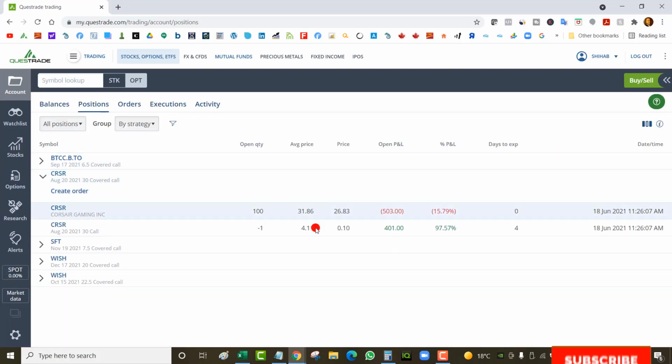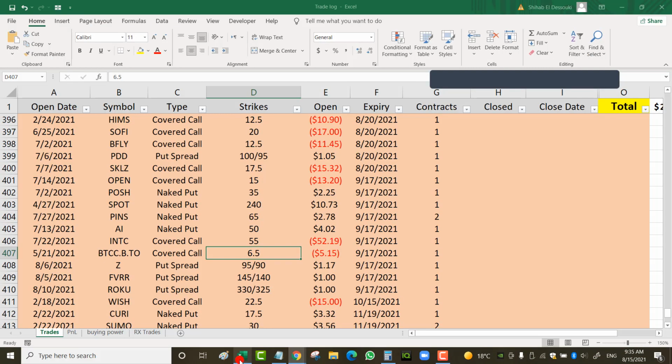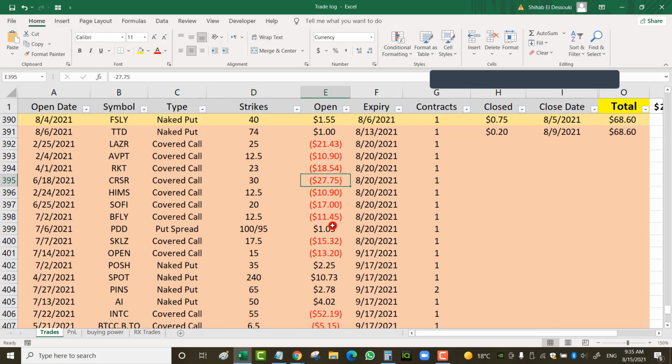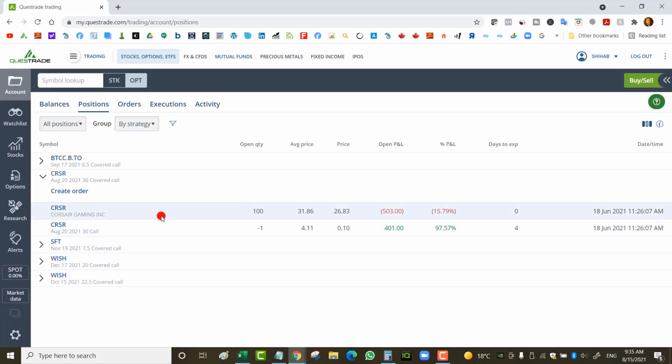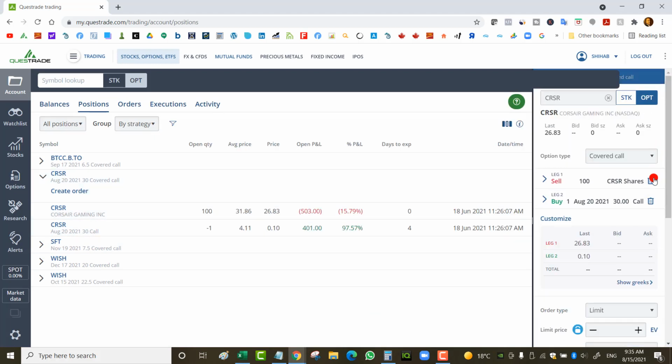Then I've got Corsair here. The stock has dropped, but my cost basis is 27.75. So where's Corsair? CRSR. Cost basis 27.75. So I can comfortably just sell another call at a 30 strike, no problem. Here, let's see what I can get.